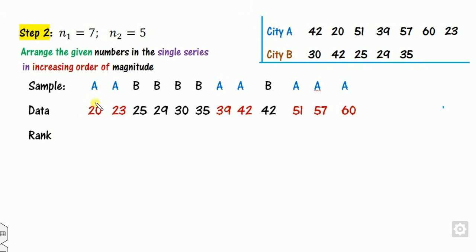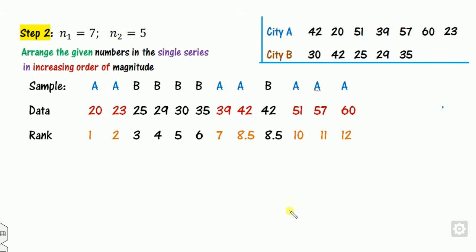Now you can rank them. This is only one number, so rank 1. There is no repetition here. 25 appears one time. Then 4, 5, 6, 7. Now there is a repetition, so these take ranks 8 and 9. Since there is a two times repetition, we take the mean, so 8.5, 8.5. Then there is one number with no repetition, so 10, 11, 12. So these are the ranks of the given information.